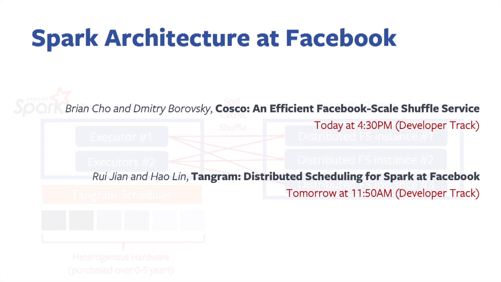So I'd just like to put in a forward pointer to two very interesting talks by my friends at Facebook. One is about Cosco, an efficient Facebook-scale shuffle service, which happens today at 4:30. And the other is about Tangram, a distributed scheduler for Spark at Facebook, tomorrow at 11:50 a.m.